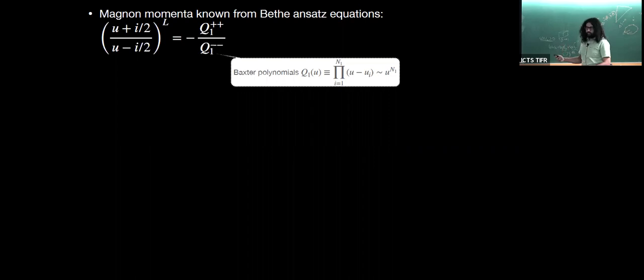No, you obtain it from the Schrodinger equation. So you ask for your eigenstate to be an eigenstate of the Hamiltonian, and then from there you can derive the Bethe-Ansatz equation.